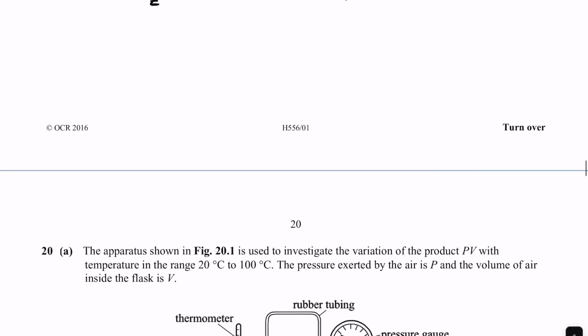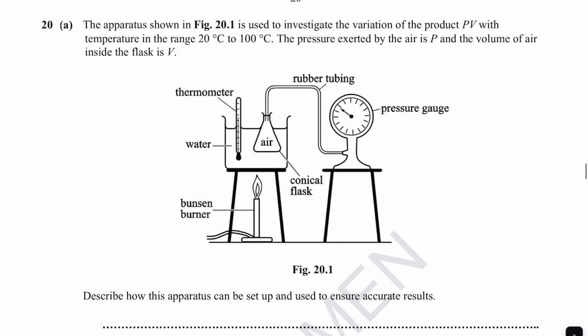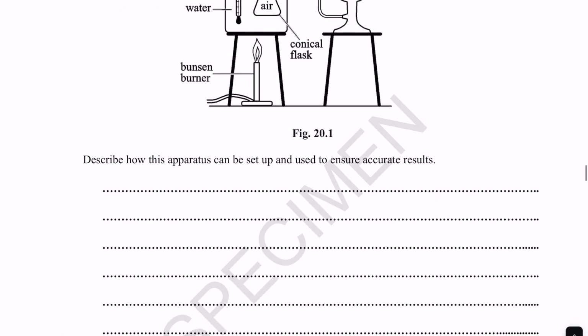Let's move on to question number 20. It says that the apparatus shown in figure 20.1 is used to investigate the variation of the product PV with temperature in the range of 20 to 100 degrees Celsius. The pressure exerted by the air is P and the volume of air inside the flask is V. Describe how this experiment can be set up and used to ensure accurate results.